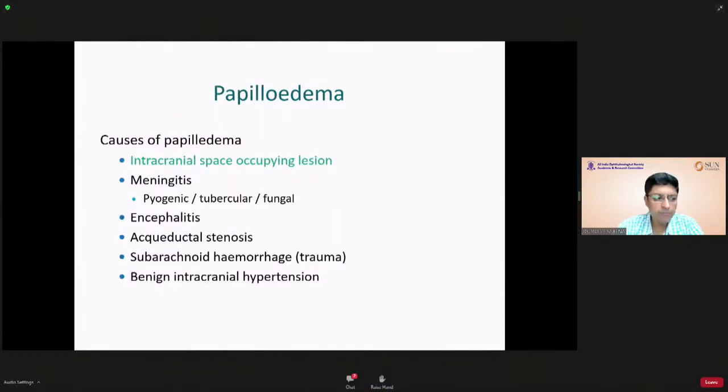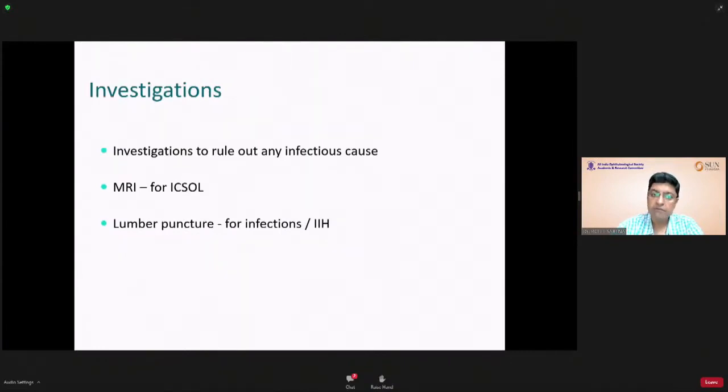The key thing is the moment you suspect papilledema, you need to identify the cause. The most important thing to rule out is a space-occupying lesion. Of course, others could be meningitis, encephalitis, aqueductal stenosis, or obstructive hydrocephalus, and of course, raised intracranial pressure because of an IIH. The key investigation is, of course, an MRI, a brain MRI and an orbits MRI with contrast to rule out space-occupying lesions, and to confirm the distended optic nerve heads, which can be seen in an MRI orbits, and of course, to rule out any other cause.